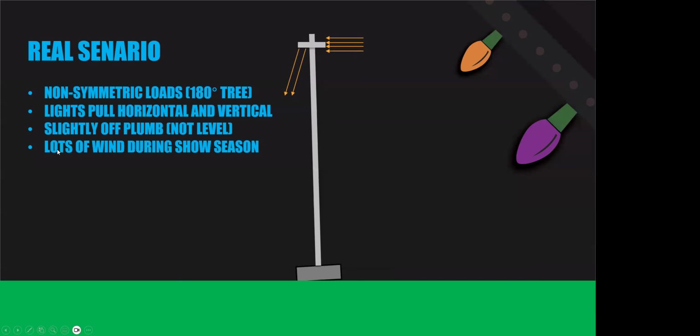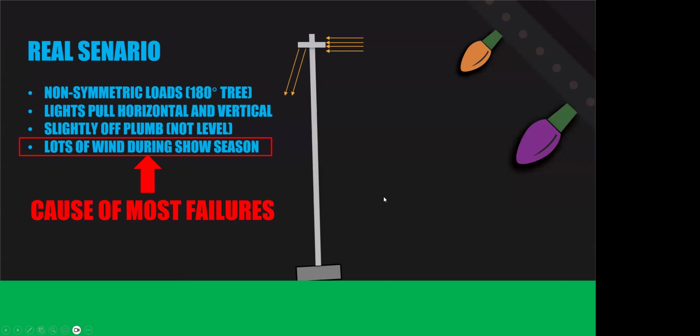But the biggest thing is lots of wind during the show season. It seems like every year, right about the time everybody's sending up their big displays, there's a big storm that comes across the country. I think Florida is probably the most notorious for this because they tend to get a hurricane sometime in October or November when people have put things up, and you'll get a bunch of pictures of things falling down. This is the cause of most of the failures that I have seen: you get a lot of wind and people are just not set up for that.